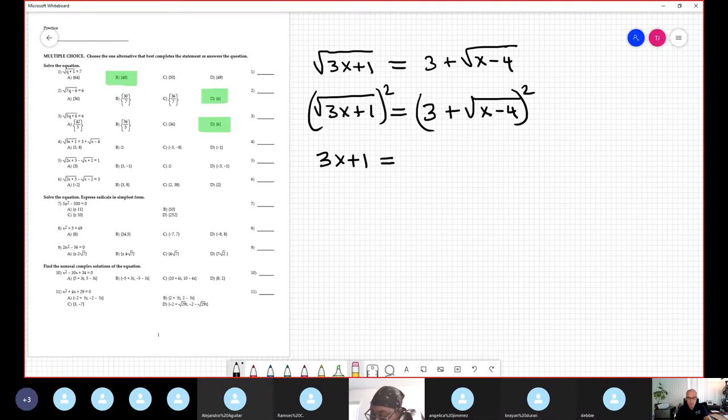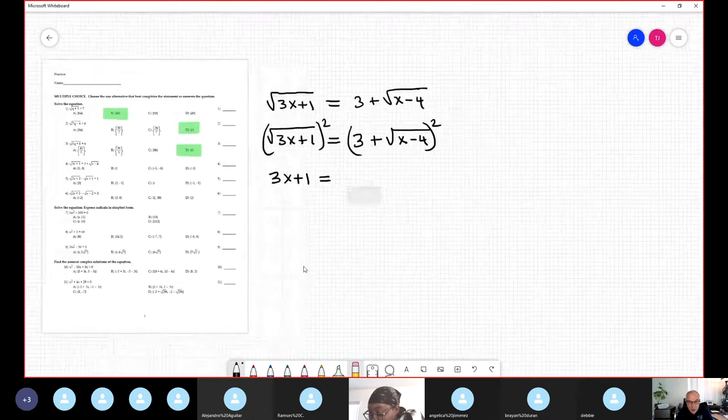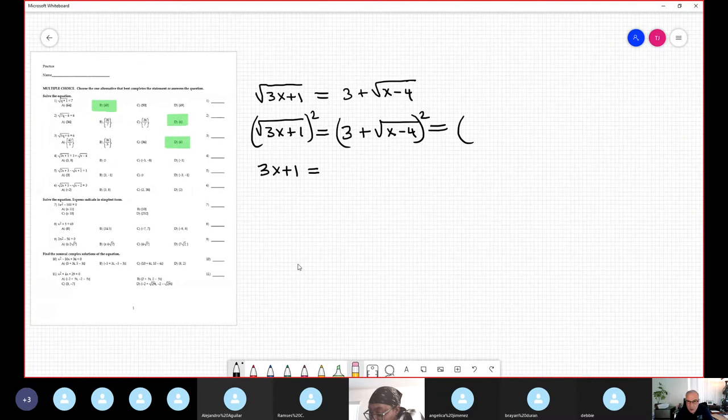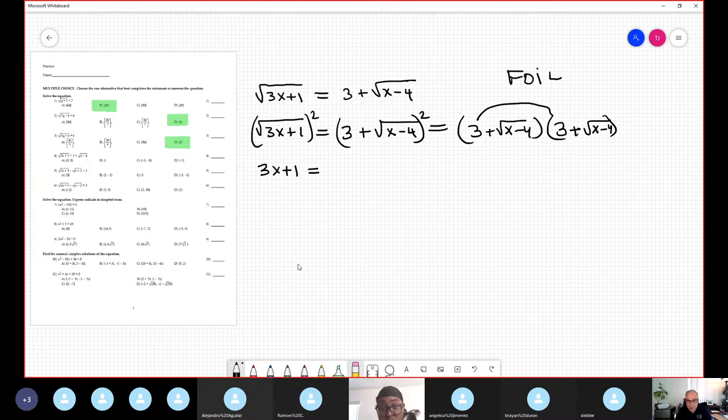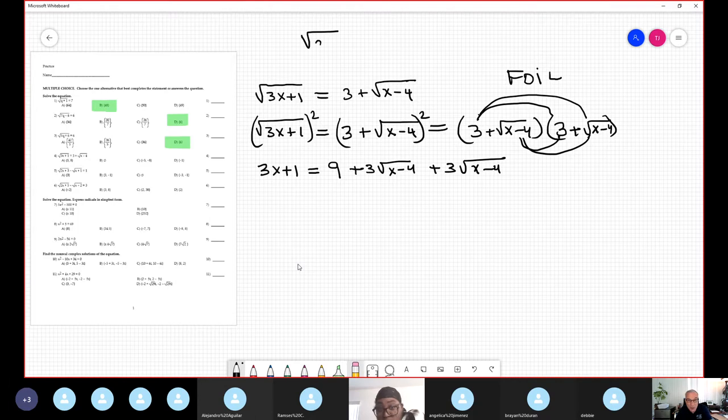Unfortunately, we cannot eliminate the second now. Now what should I do? Well, multiplication. This is 3 plus radical x minus 4 times itself. And you foil here. 3 times 3 is 9. 3 times a radical is 3 times a radical. A radical times 3 is exactly the same. It's expected because they are twin brothers. And remember that the square root of any number or expression times the square root of the same number or expression is equal to the expression without radical. So when you multiply radical x minus 4 times radical x minus 4, it's just x minus 4.